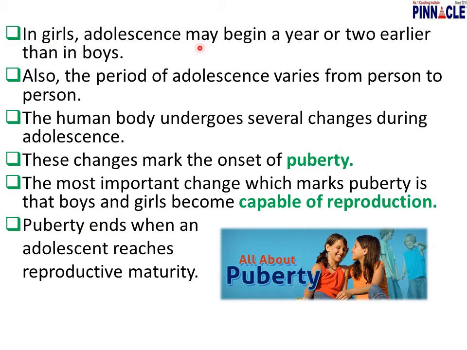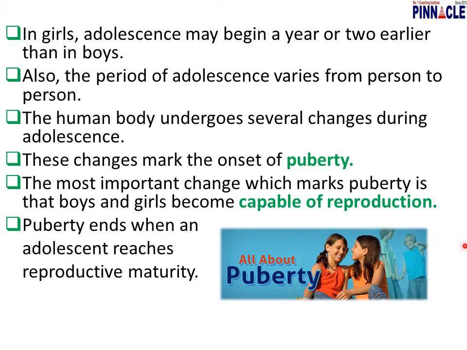In girls, adolescence may begin a year or two earlier than in boys, as we have seen in that first diagram. Also, the period of adolescence varies from person to person. There can be a variation of 1 or 2 years. The human body undergoes several changes during this adolescence period.